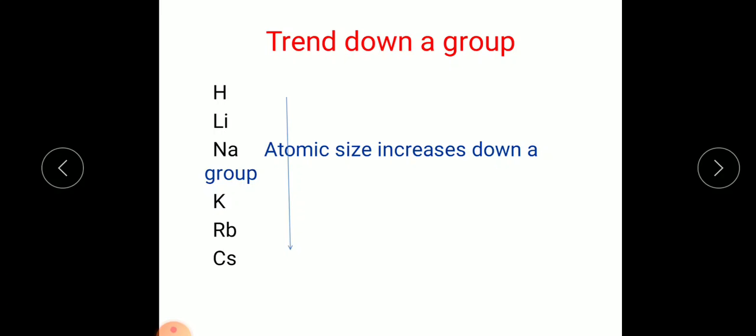When you write the electronic configuration of hydrogen, we write only K1. That means we have only one cell, and there we have only one electron. For lithium, we write K2L1, so here we have two cells. In sodium we have K2L8M1, three cells. So if you go down the group, the number of cells is constantly increasing, and that leads to the increase in atomic size. This is how it varies down a group.